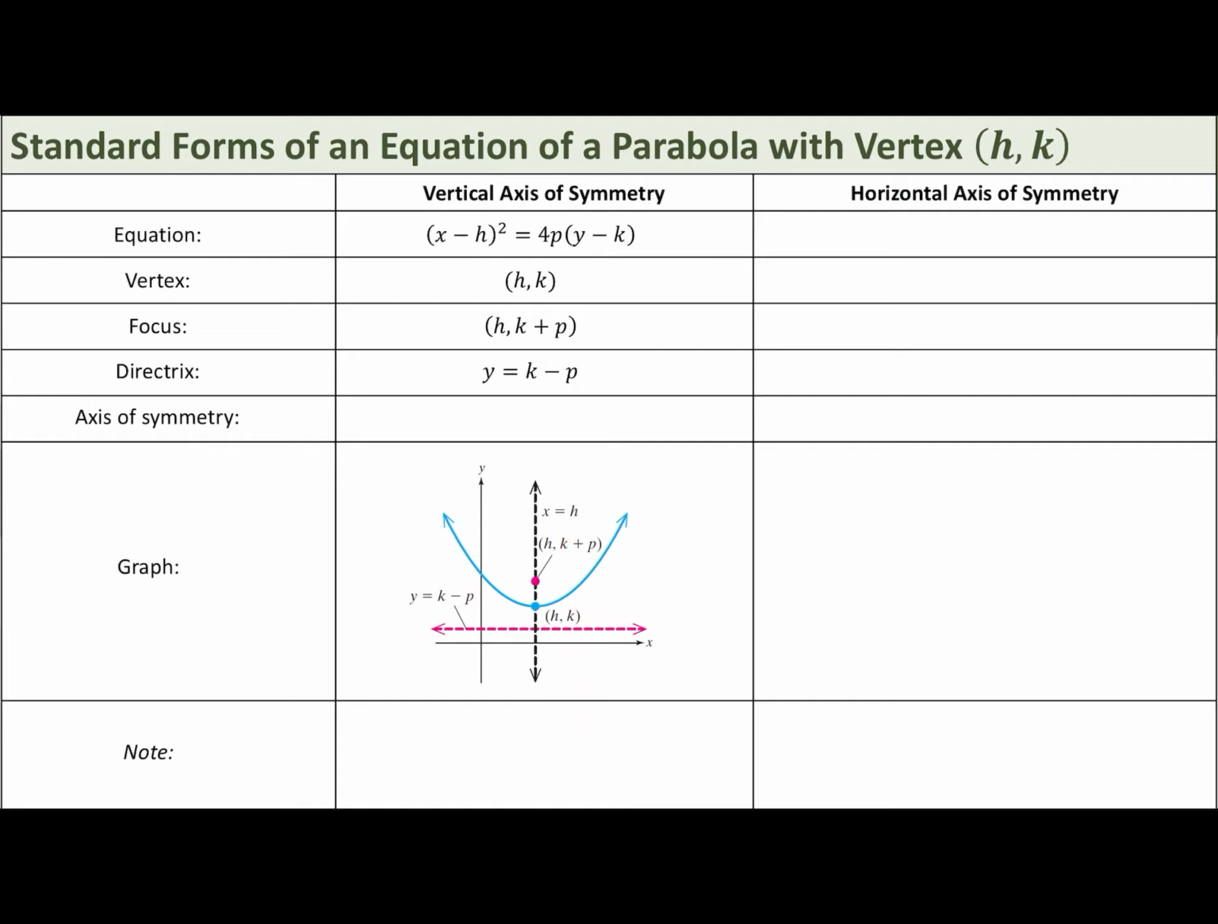So from the vertex, it would be down p. So y equals, it's a horizontal line, y equals k minus p. And the axis of symmetry is going to be that vertical line. Since the directrix is a horizontal line, the axis of symmetry is going to be a vertical line that goes right through that vertex. So it would be at h, x equals h. So we gave this example and drew this example when p was greater than 0, so it was facing up, but everything would just be flipped upside down if p were less than 0.